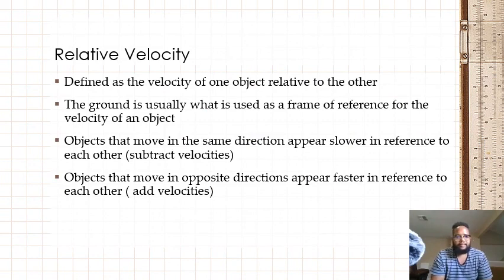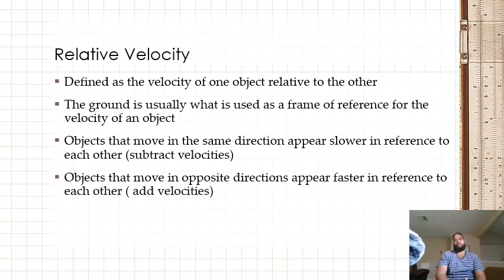Relative velocity. This is defined as the velocity of one object relative to the other. The ground is usually what is used as a frame of reference for velocity of an object. Objects that move in the same direction appear slower in reference to each other. You're going to subtract velocities. Objects that move in opposite directions appear faster in reference to each other. And so you would add velocities.